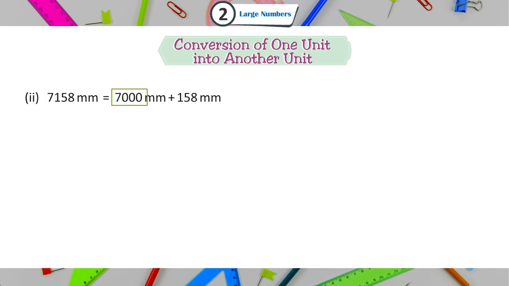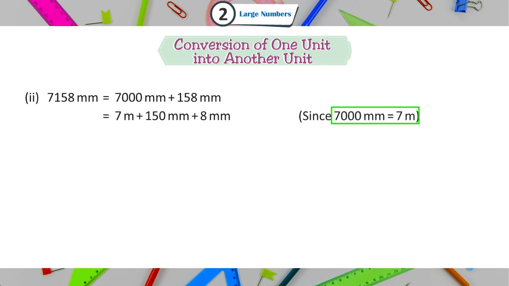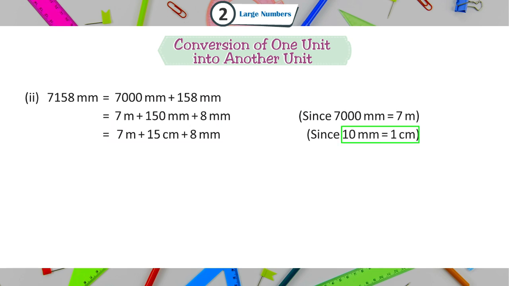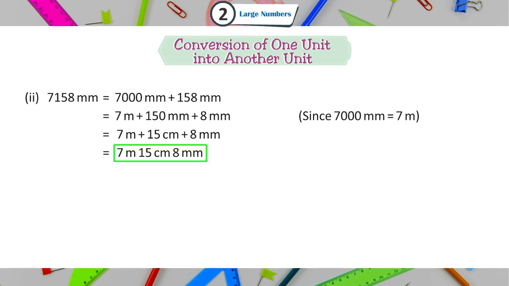7158 millimeters is equal to 7000 millimeters plus 158 millimeters, which is equal to 7 meters plus 150 millimeters plus 8 millimeters. Since 7000 millimeters is equal to 7 meters, this is equal to 7 meters plus 15 centimeters plus 8 millimeters. Since 10 millimeters is equal to 1 centimeter, it is equal to 7 meters, 15 centimeters and 8 millimeters.